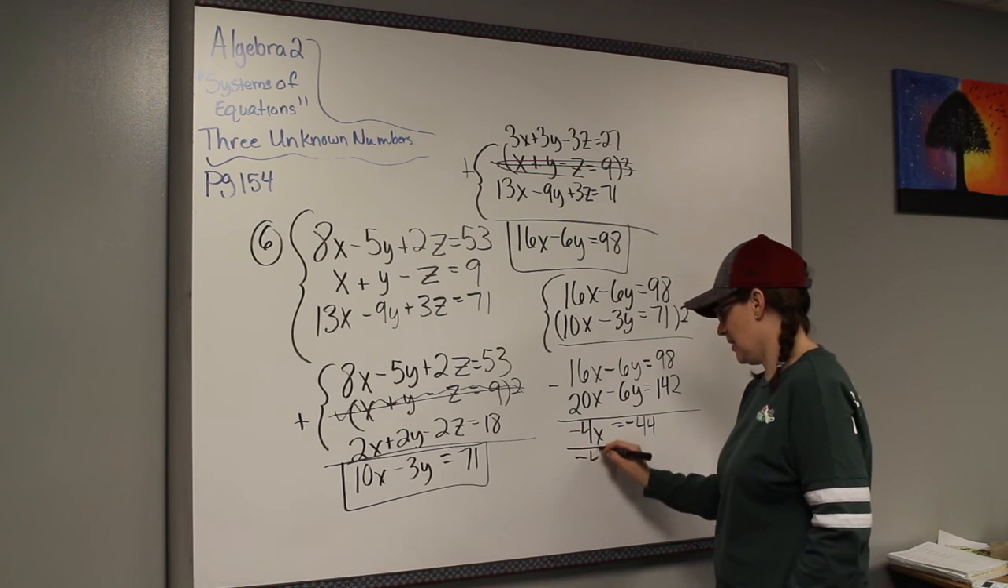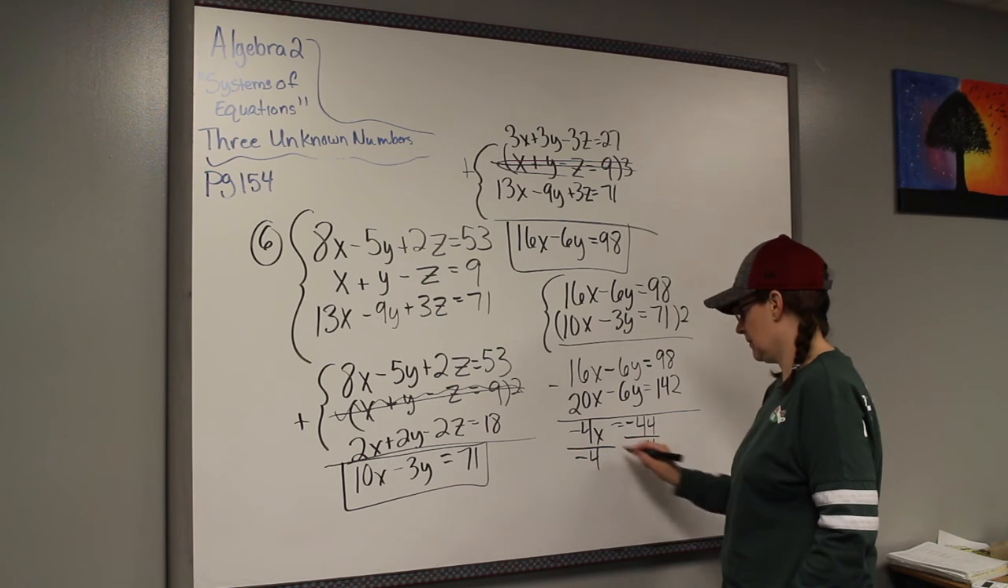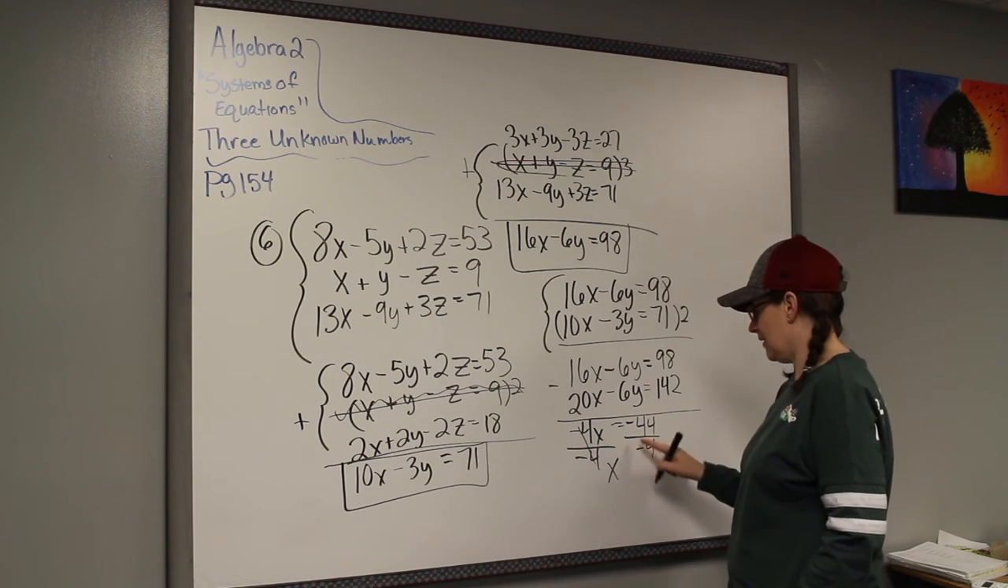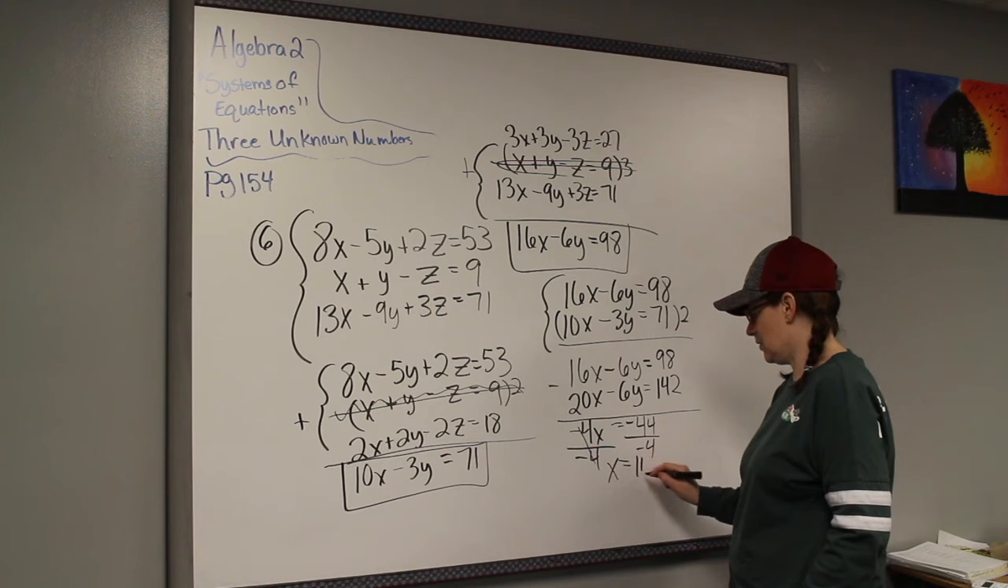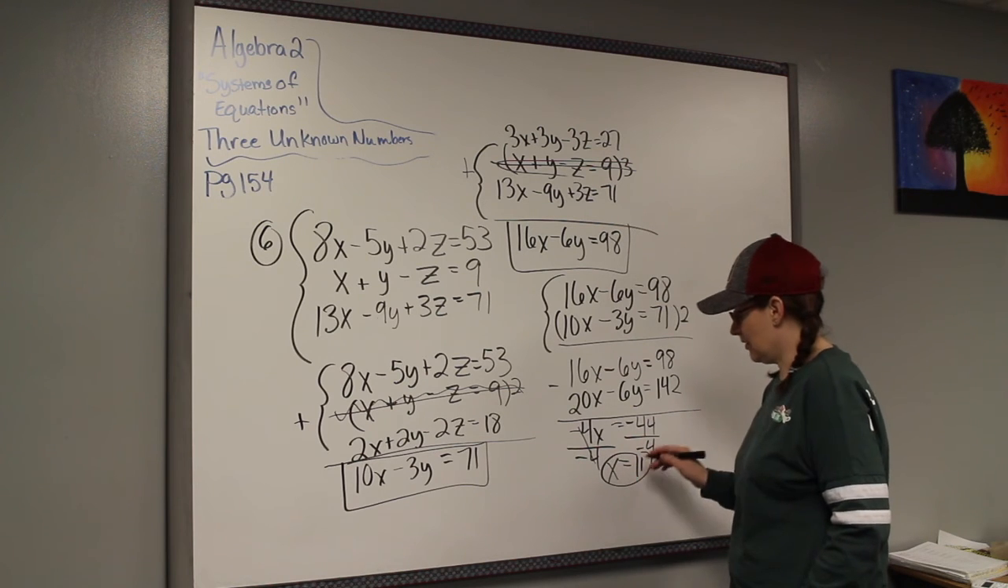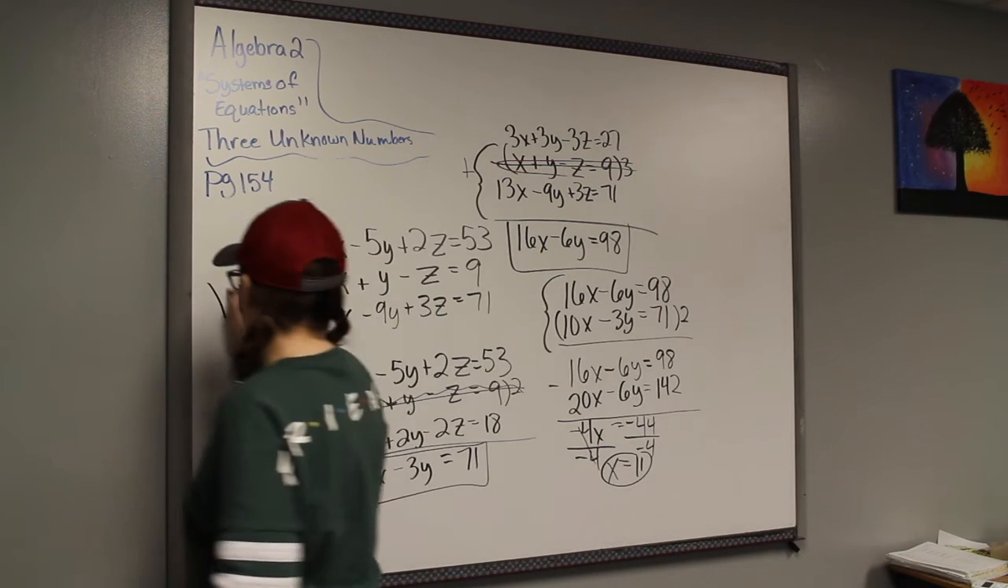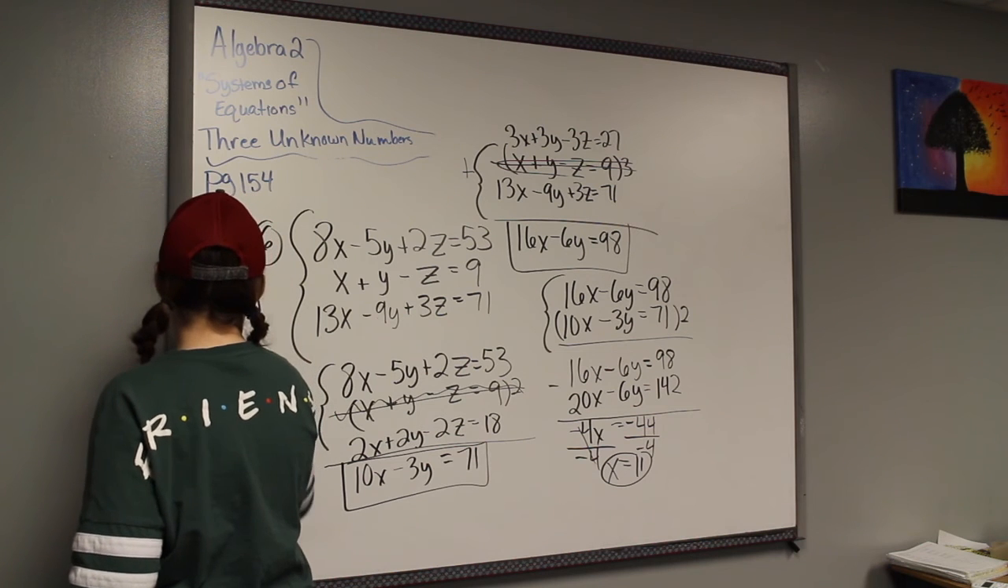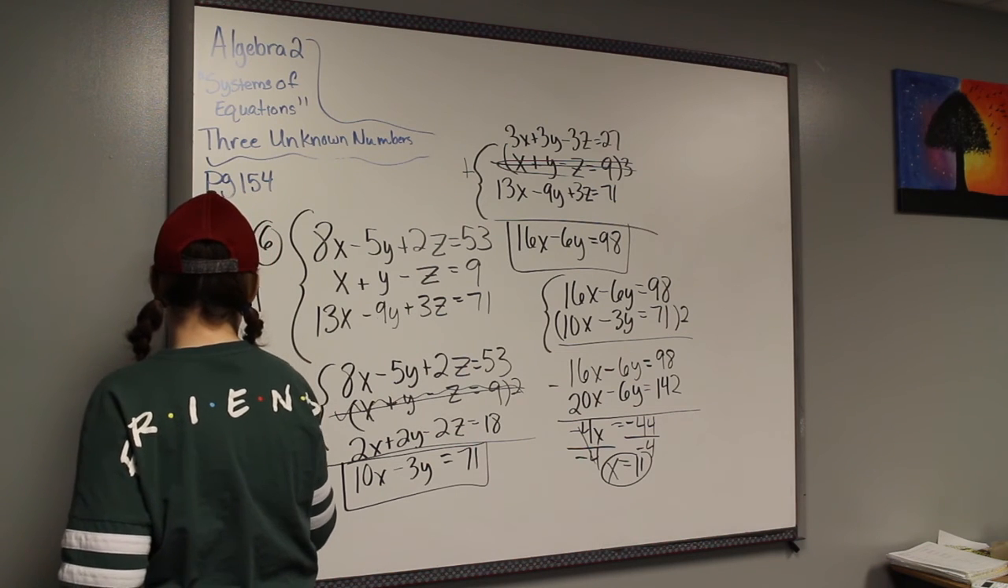And then I divide by my negative 4. A negative divided by a negative is a positive, and 4 goes in there 11 times. So my first part of my answer, x equals 11. I need to find y and z.